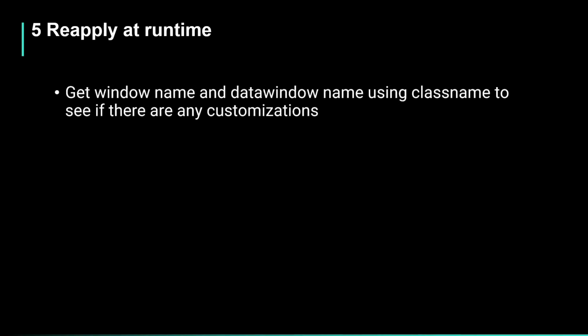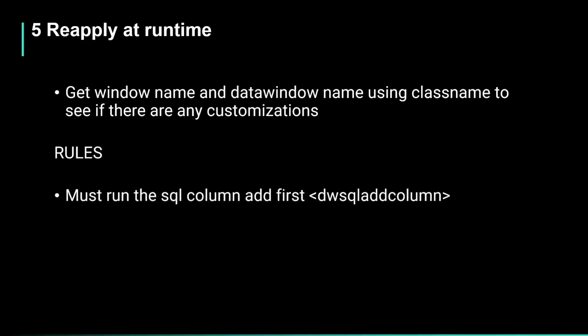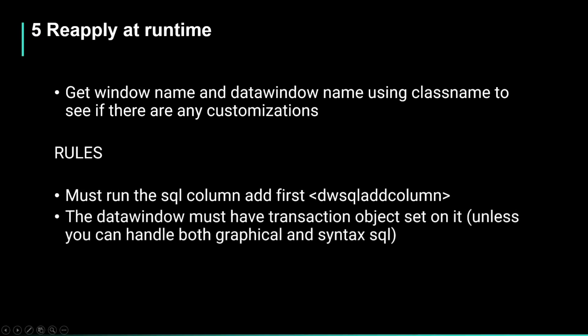And then again, once it's been stored, you need to reapply it at runtime. So you grab the window and DataWindow name using class name and do a retrieve on your table of customizations. Again, you must run the SQL column add first. The DataWindow must have a transaction object set on it prior to doing this, unless your parser can handle both graphical and syntax SQL. In our case, we just go ahead and set the transaction object first. Makes it a little bit easier.